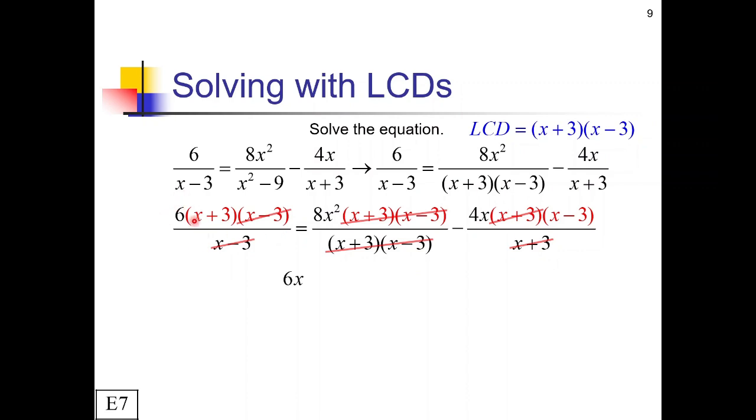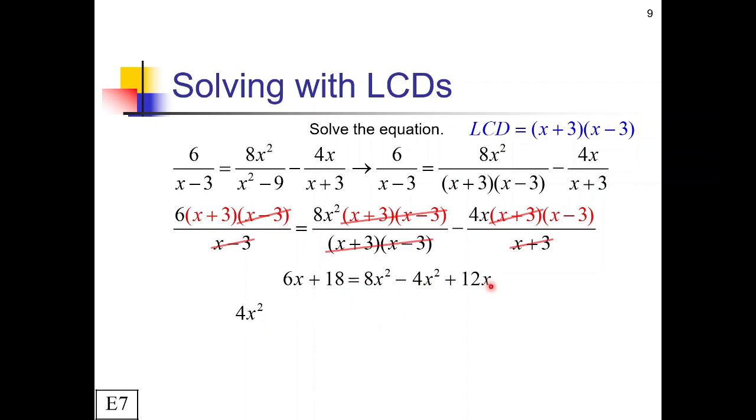So we have 6x plus 18 equals, this is just 8x squared, so that's really nice, minus, let's see, negative 4x times x is negative 4x squared. Negative 4x times negative 3 is going to give us positive 12x, so careful with that double negative. Let's move everything over to one side now. I'll just leave the 8x squared over there. Actually, let me subtract the 4x squared from it, so that's a 4x squared now over on the right side.